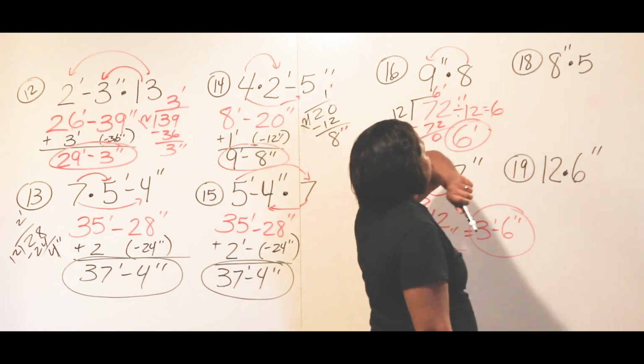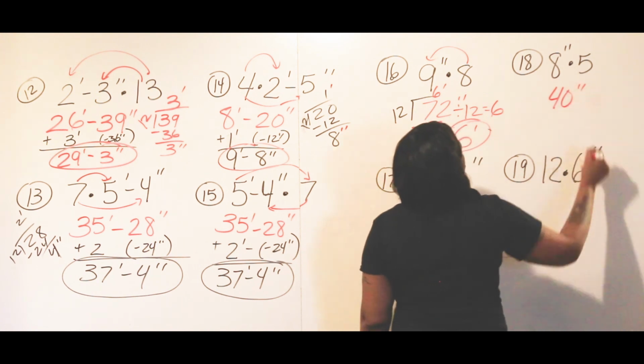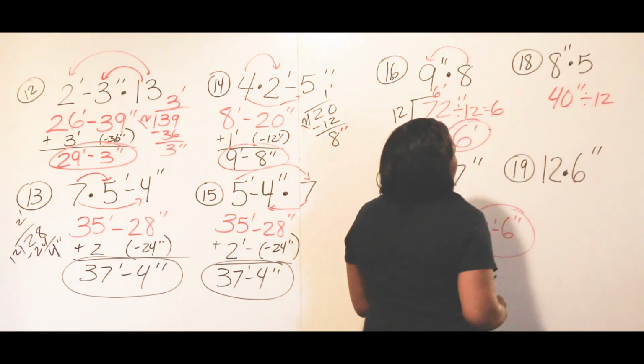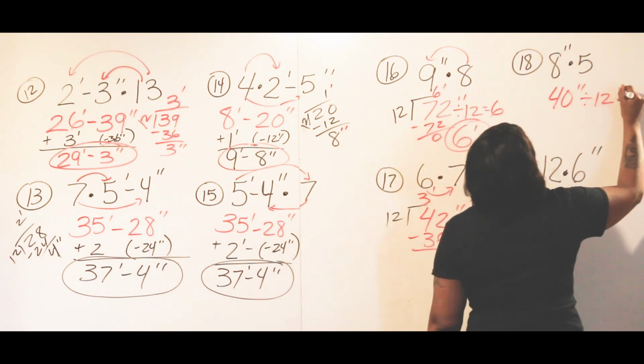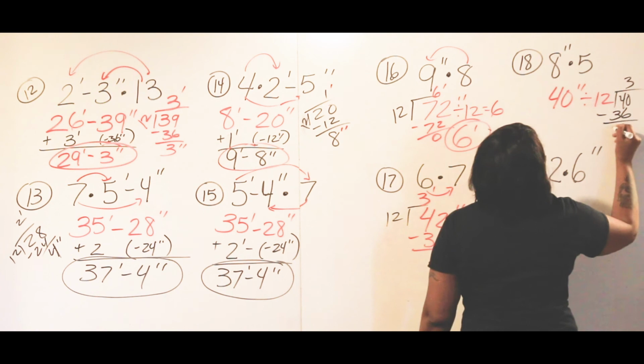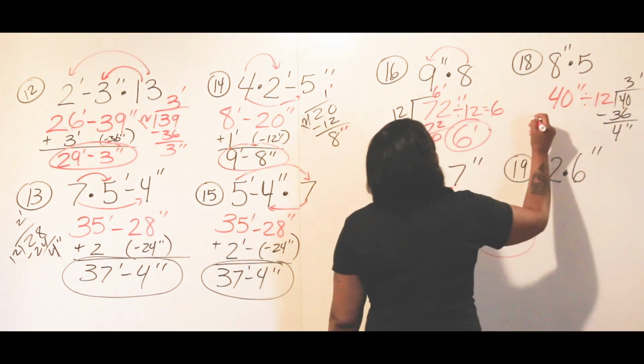Number 8, 8 inches times 5. 40 what? Inches. 40 inches. If we divide this by 12, how many 12s can we get out of 40? 3. Which leaves us with 4 inches. Final answer is 3 feet 4 inches.